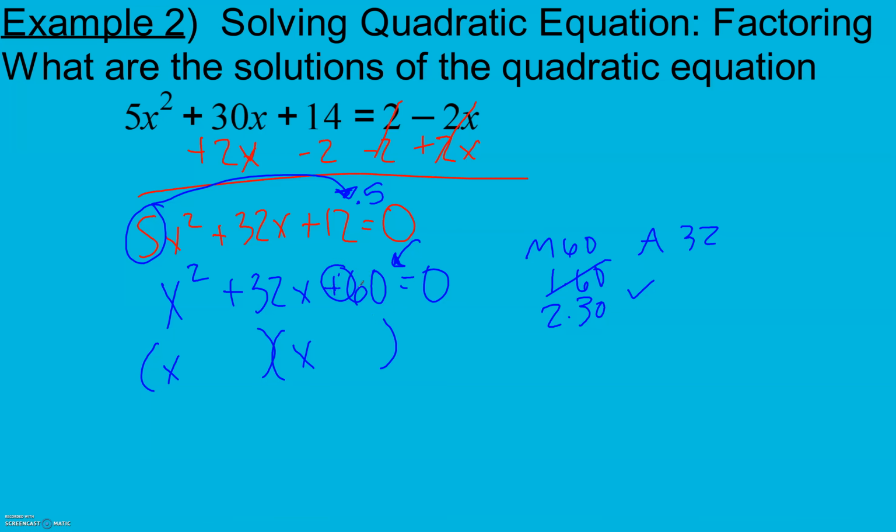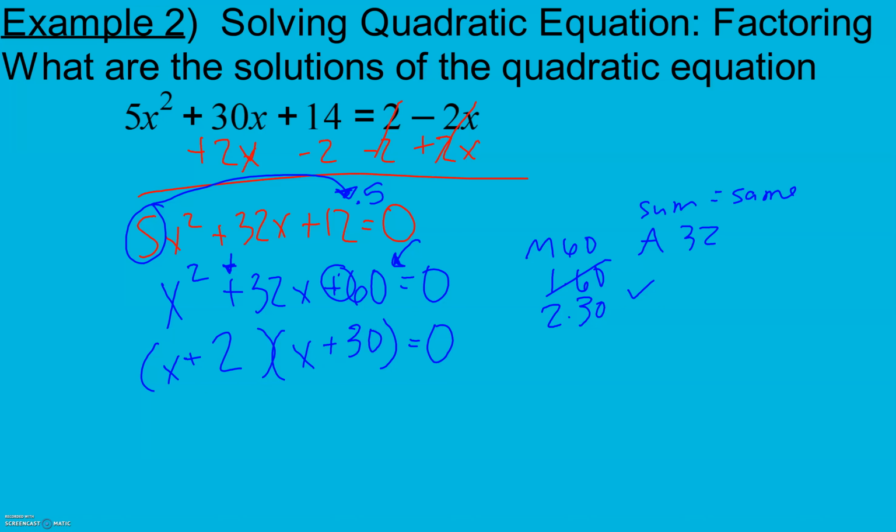Because I added and found the sum, it means my signs are going to be the same. Here we check the middle. They're both going to be positive. So we said 2 and 30.